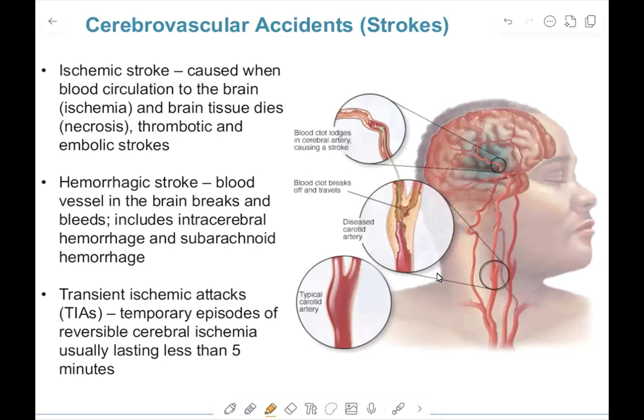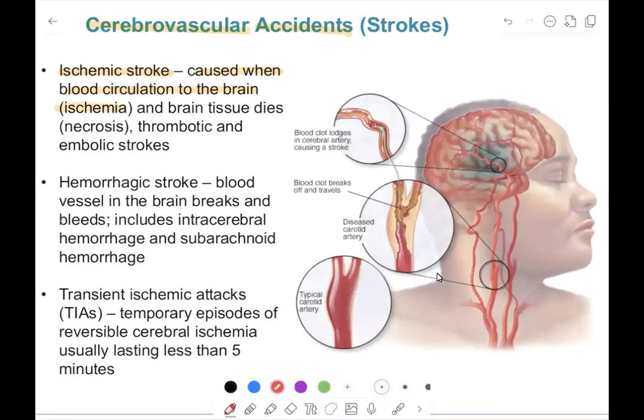Our next slide here shows some strokes, and the medical term for strokes is cerebrovascular accidents. And there's a few different strokes I wanted to show you here. The first of which is an ischemic stroke. So this has to do with a lack of oxygen. It's caused when blood circulation to the brain is reduced, which is called ischemia.